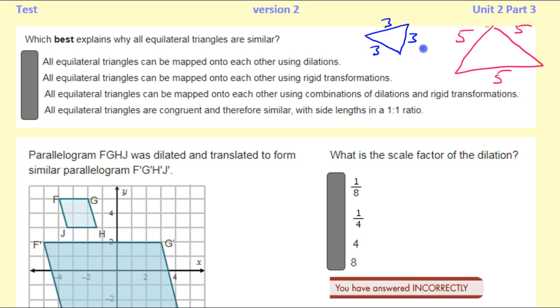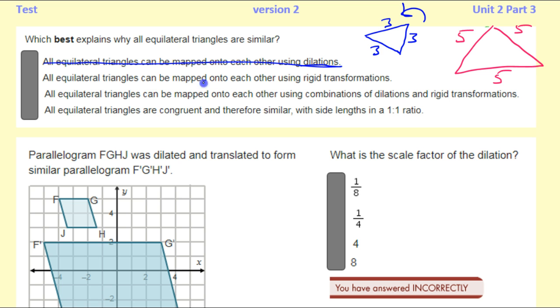Now I would not only have to do a dilation and make this bigger, but I would also need to do some type of a rotation to get it angled in the right direction so all the sides would be parallel again. So this first option is close, but not quite, because sometimes you need more than just a dilation.